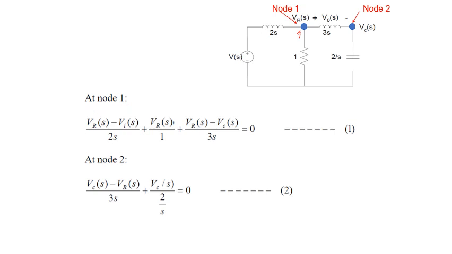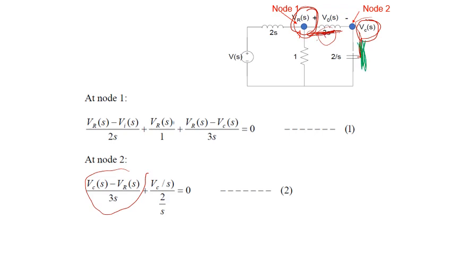Now if I go to node number 2, we will apply the same technique, the same idea. So in node number 2, we have only two currents, which is this current, the current in the 3S, and the current in the capacitor. So for the current in the 3S, it's equal to VC minus VR divided by 3S, which is this element. That's going to give me this current.